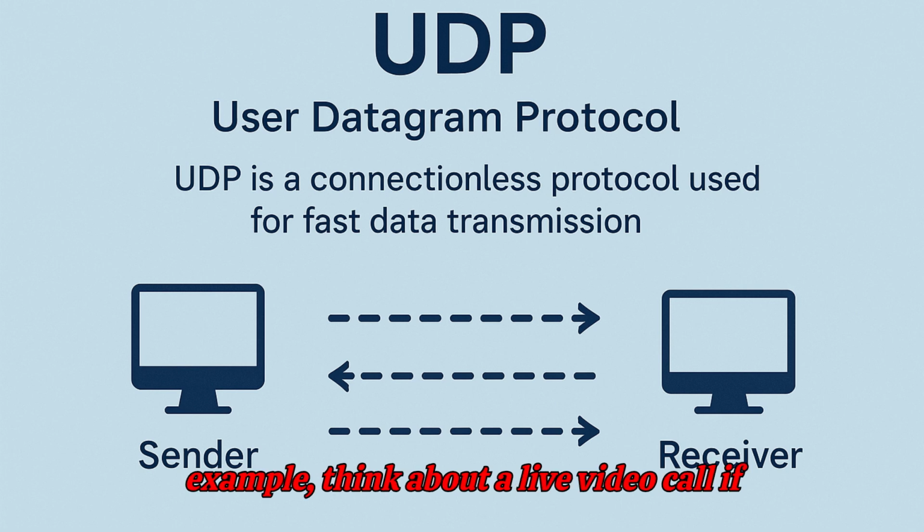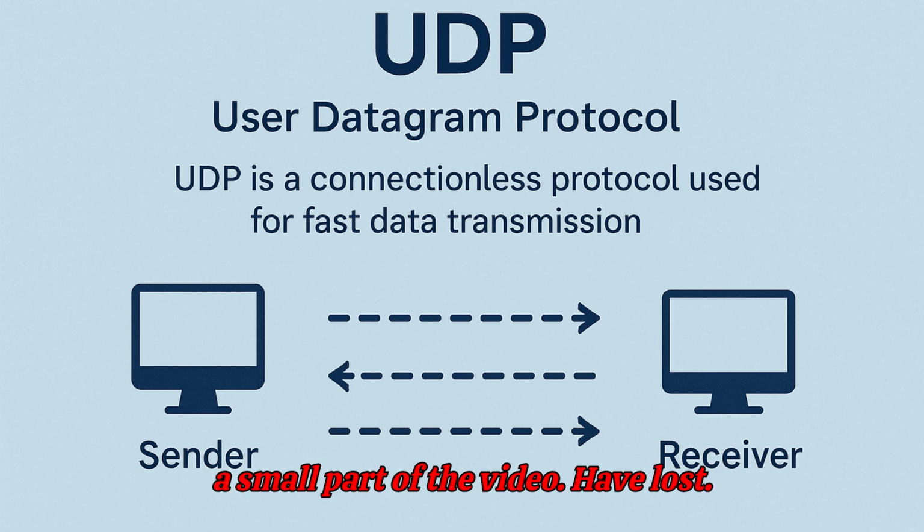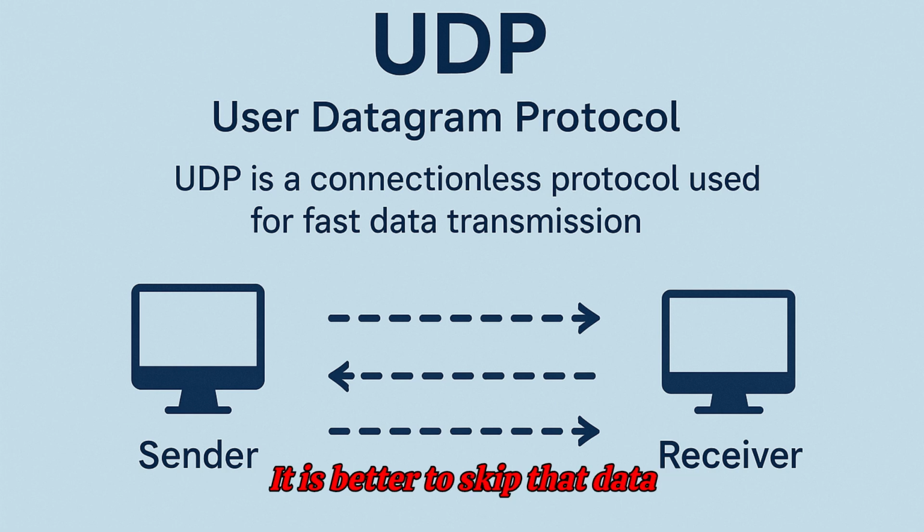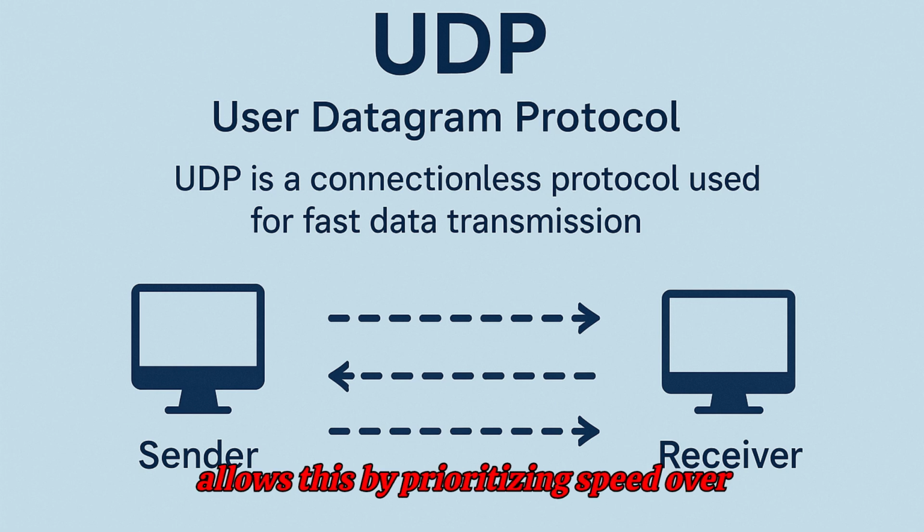For example, think about a live video call. If a small part of the video is lost, it is better to skip that data than to pause the entire call. UDP allows this by prioritizing speed over reliability.